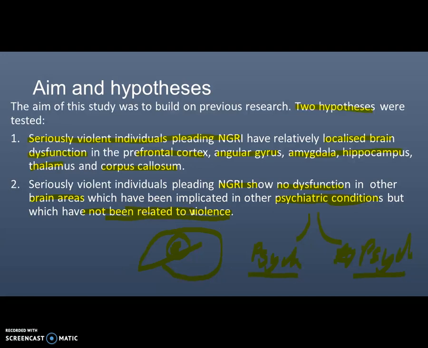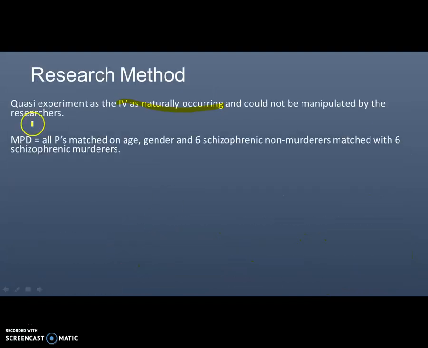So, for example, areas of the brain for auditory hallucinations, you're going to see abnormal functioning, but equally abnormal functioning between these two compared to people who don't have schizophrenia. But because that isn't associated with violence, then you're not going to see a difference between it, if you see what I mean. That's the point of doing a matched pairs design, is you can say, well, that different area of the brain is because they've got schizophrenia. It's not because they are violent. Okay. So, quasi-IV naturally occurring of NGRIs or not.